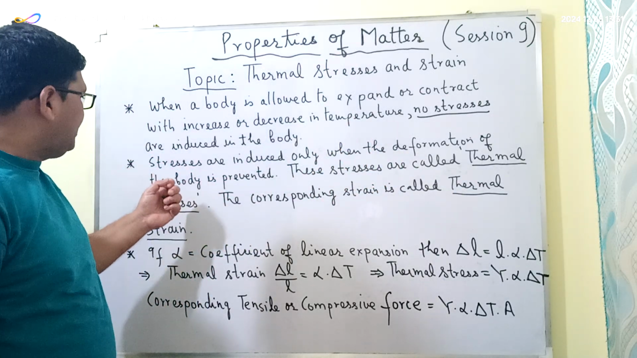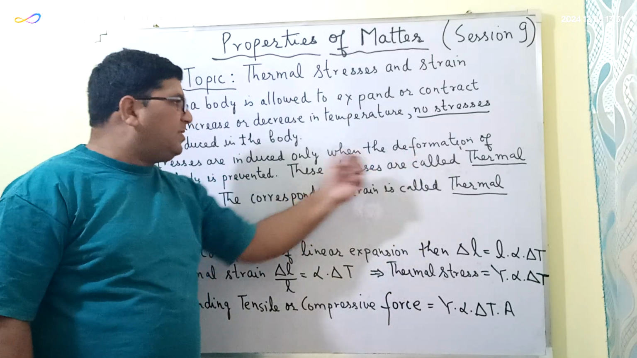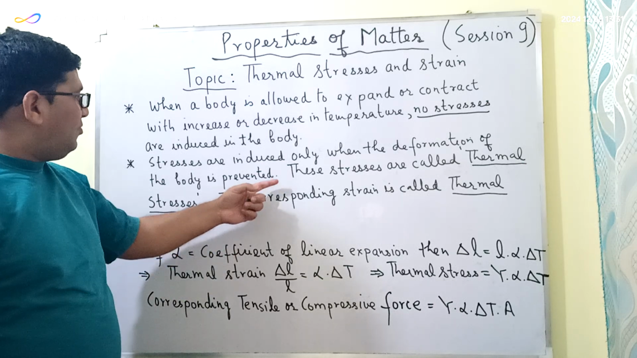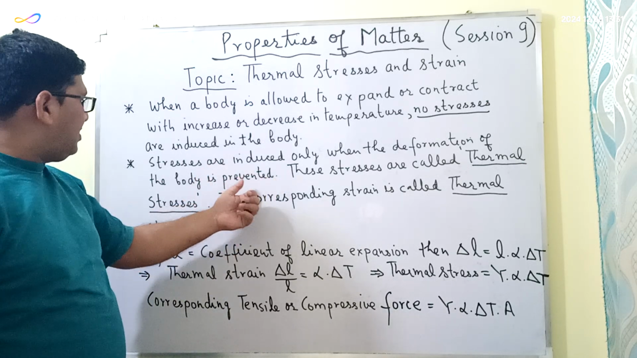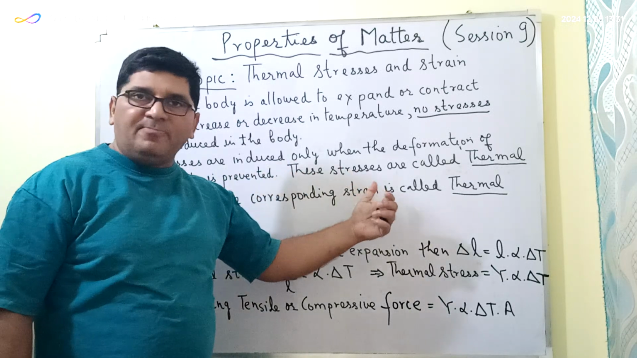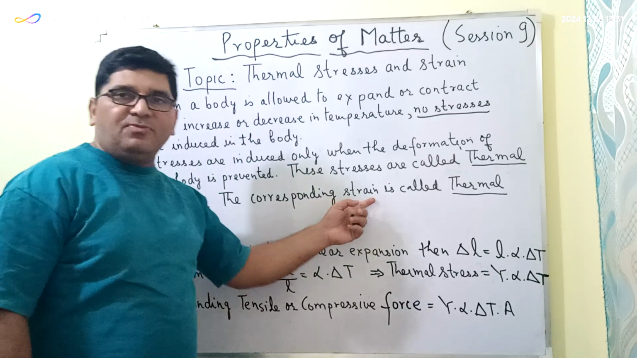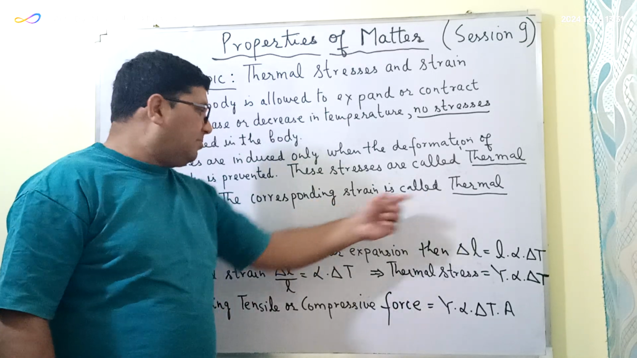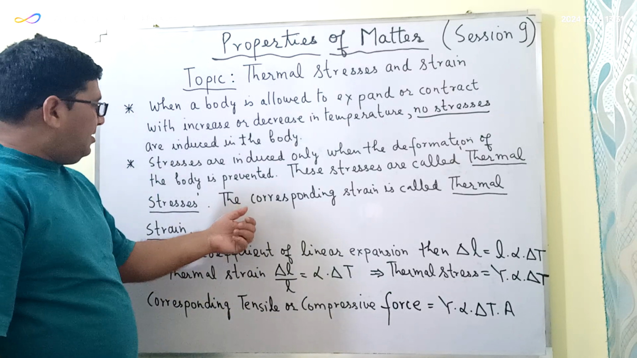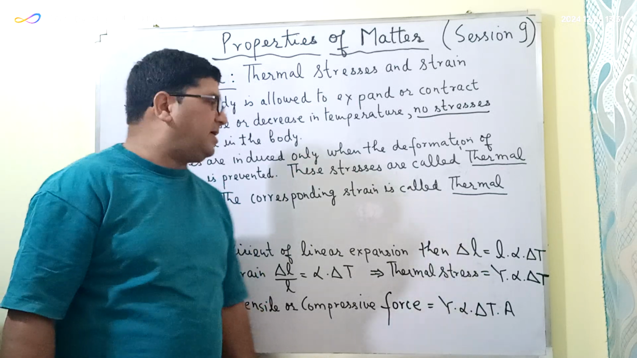The second important point is that stresses are only induced when the deformation of the body is prevented by some external means. So when the deformation of the body is prevented by some external means, then stresses are induced in the body, and those stresses are called thermal stresses. And the corresponding strain which is developed in the body is called the thermal strain. So this was the second important point, and the important thing is that stresses are induced only when the deformation of the body is prevented.